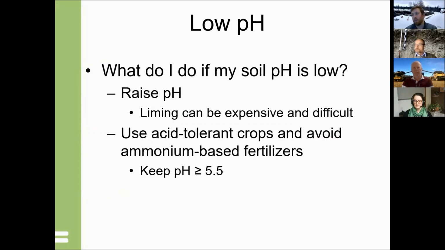But of course, I think the question we saw earlier is, what if lime is really expensive or I don't have access to it? Then a thing to think about is using acid tolerant crops, as long as you can keep your pH at or above around 5.5.